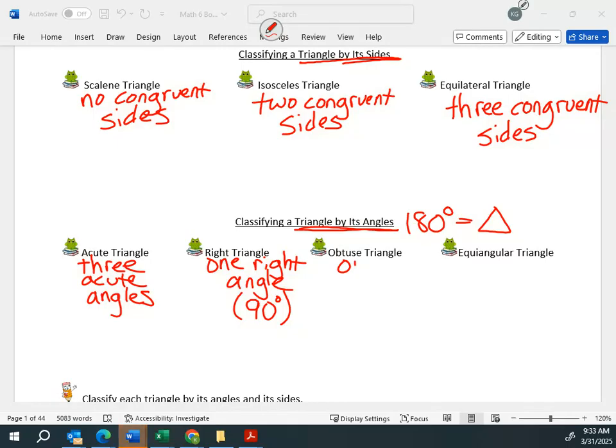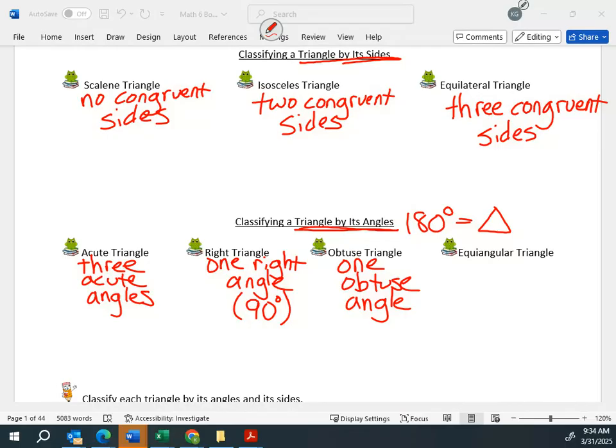An obtuse triangle has 1 obtuse angle, 1 angle that is bigger than 90 degrees. So you could have an angle of 110 degrees. The other 2 are going to be acute. You add them up with that 110 and it equals 180 degrees. So you need to have all 3 angle measurements equaling 180 degrees, with one of them being obtuse.